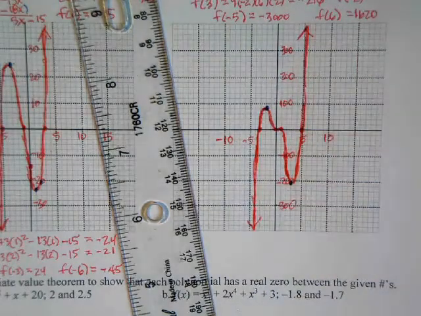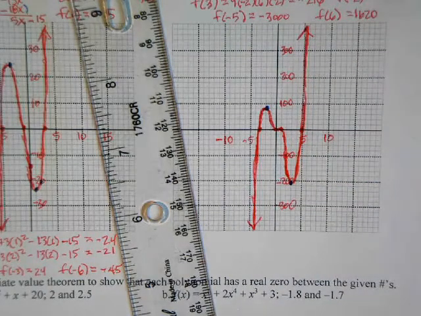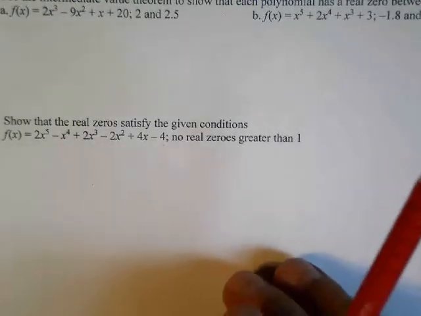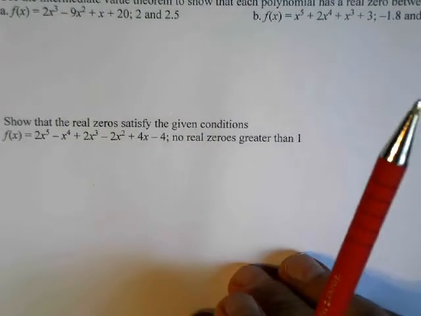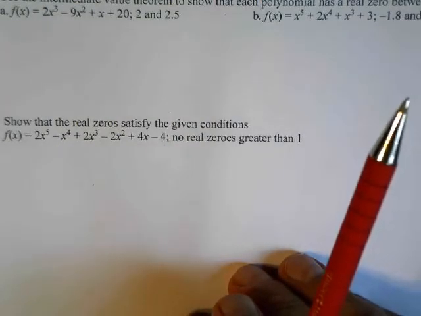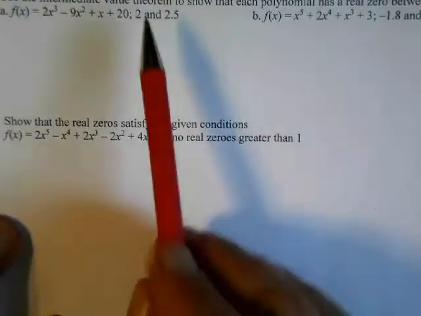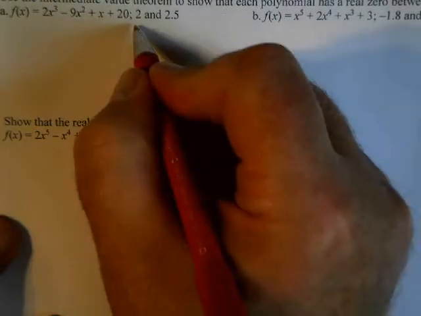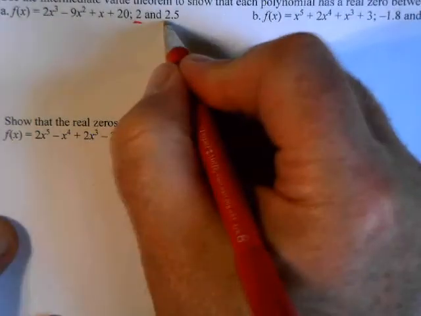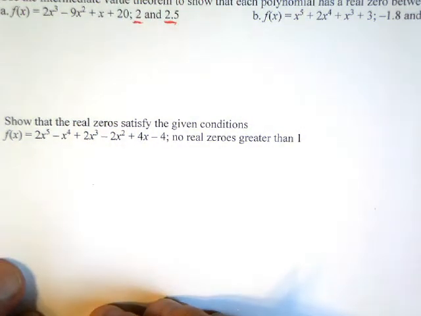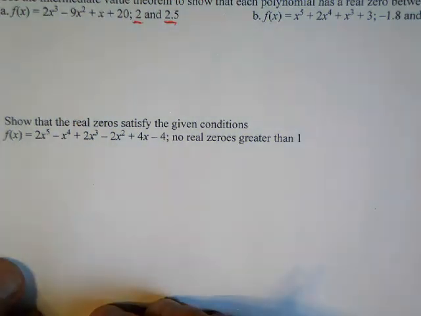All right, so next we have a couple of examples that say using the intermediate value theorem to show that each polynomial has a real zero between the given numbers. So notice that they give us two numbers. Okay, we're gonna look at 2 and we're gonna look at 2.5. And basically the idea is one of them comes out positive and the other one comes out negative. Then we know it had to cross the y equals 0, the x-axis in between.